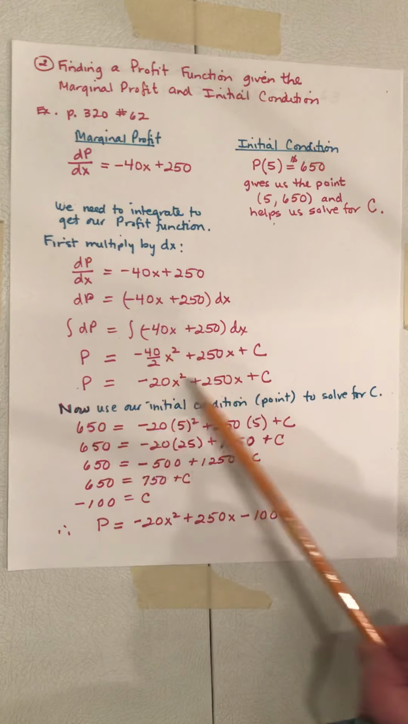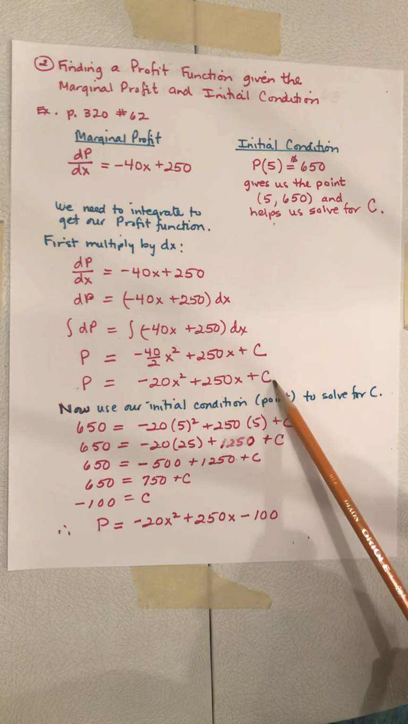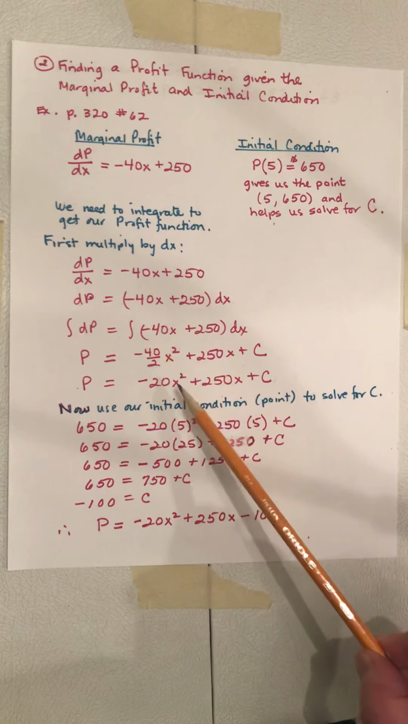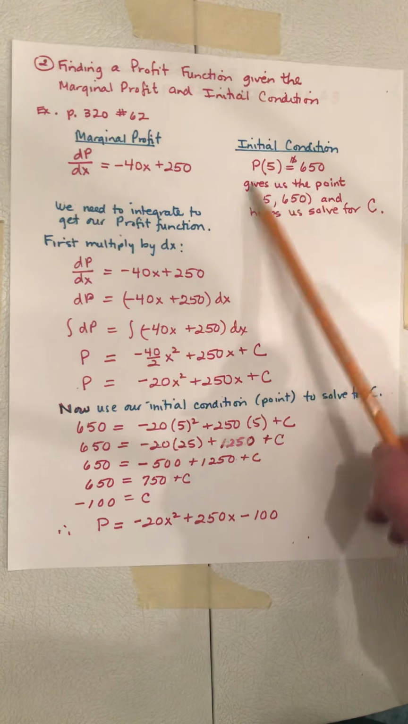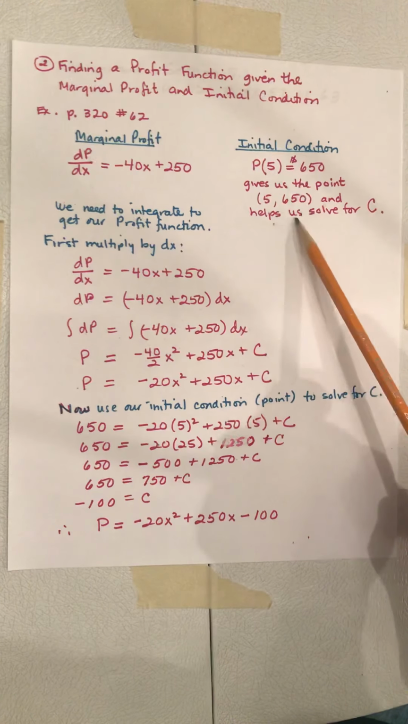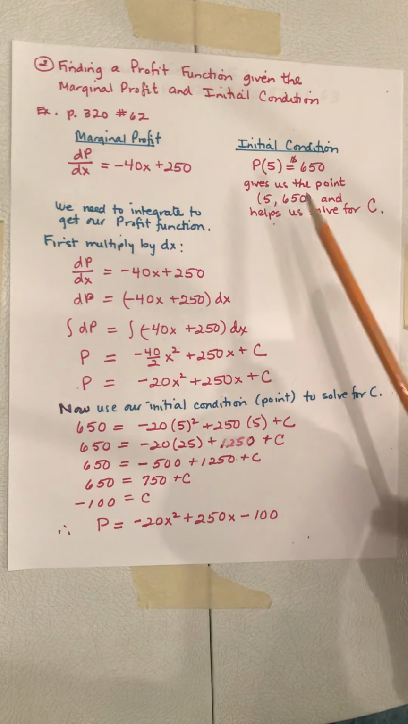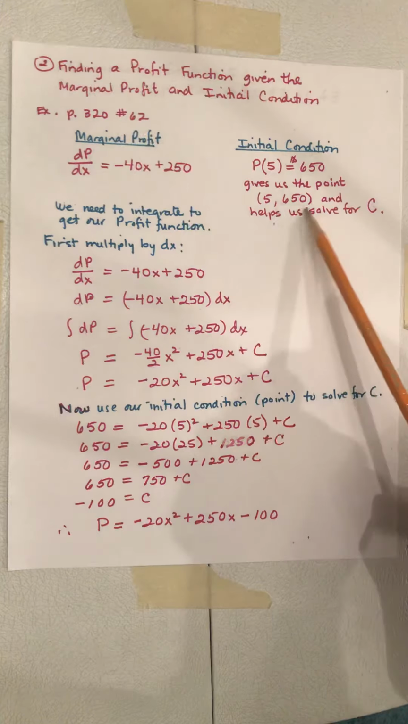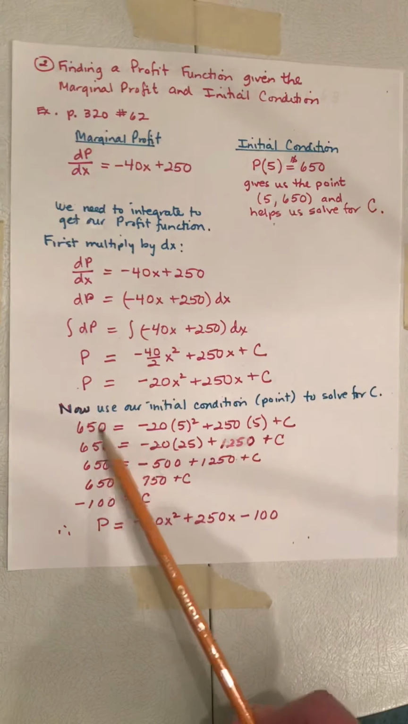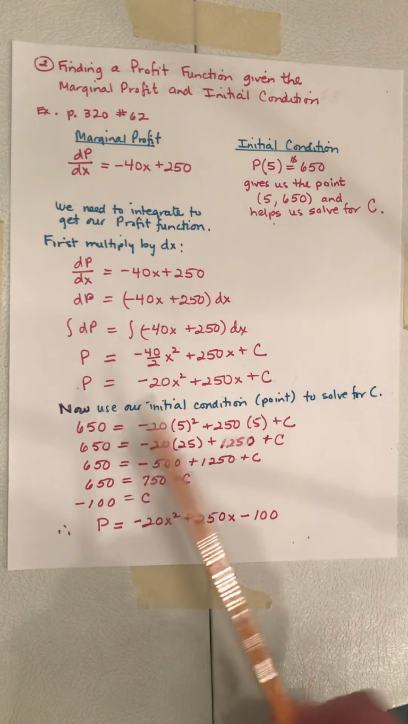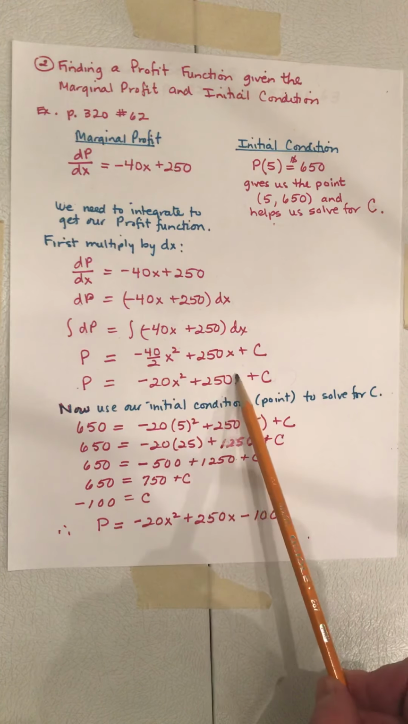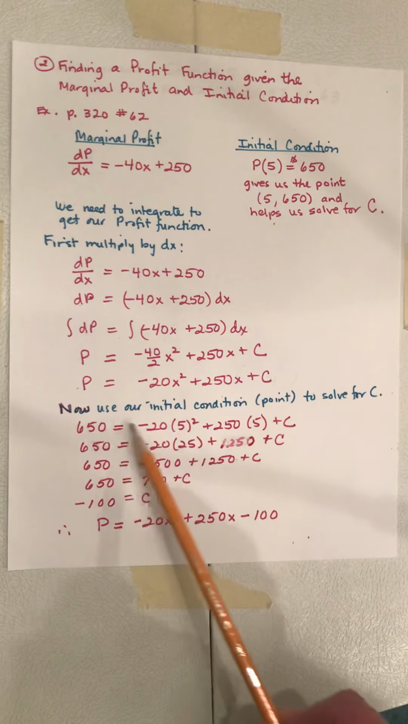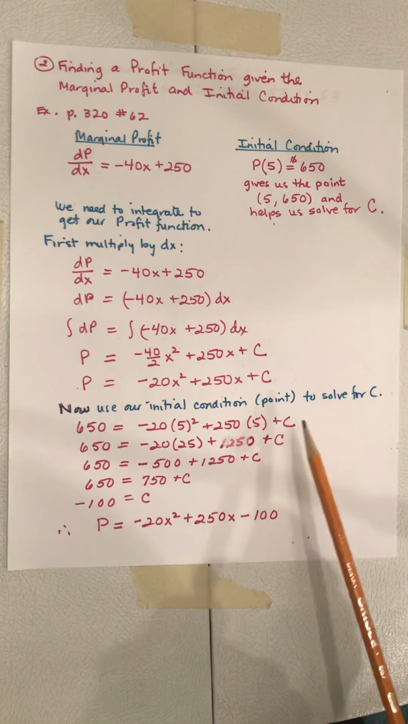Now, that is our profit function, which will tell us what our profit will be based on how many units we produce. But we know a little bit more about the production because we have a point on this curve. So we're going to use that point to help us find this C. So now we're going to plug 650 in for our P value. It's like our Y. And we're going to plug 5 in for our X in our profit function. So we do that right here. And of course we have our plus C.